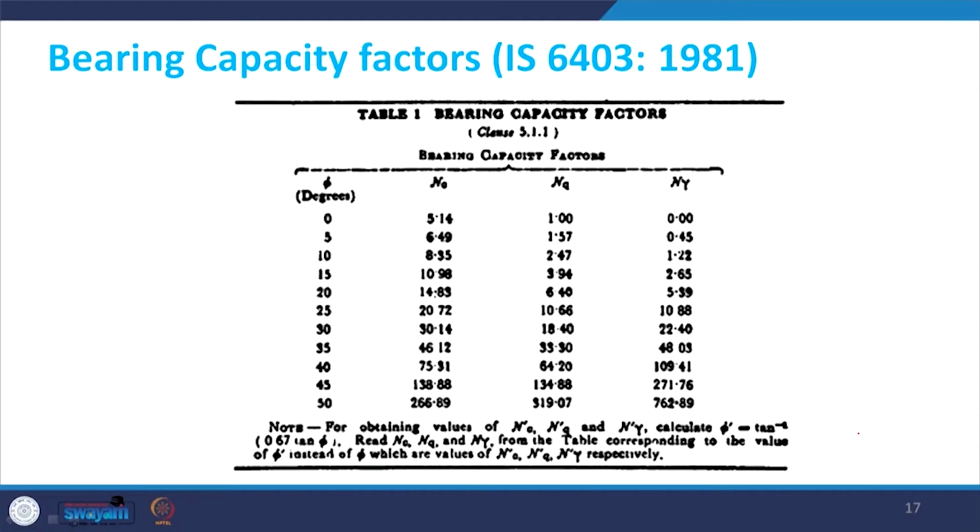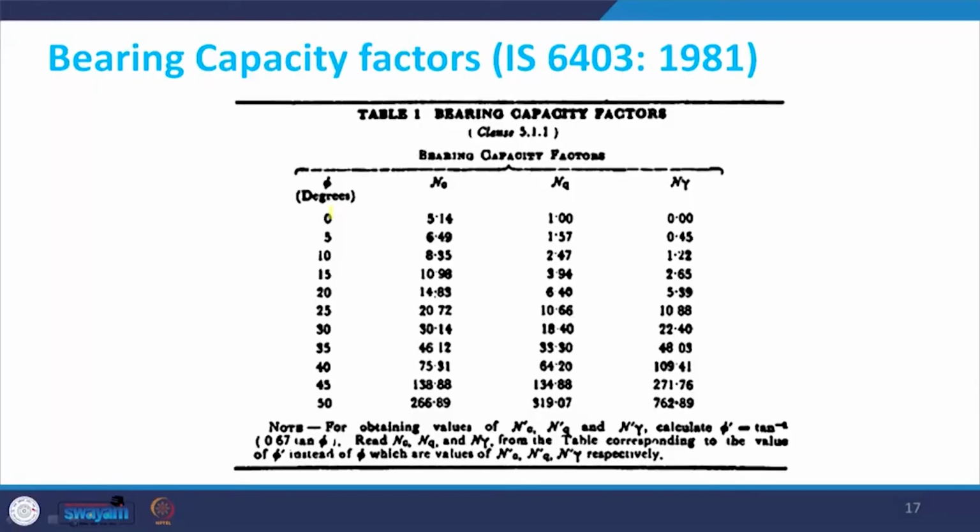So, once you use the IS code, the table for bearing capacity factors should be used. You can see in this table that the value of phi goes from 0 to 50 degrees, and you have Nc, Nq, and N gamma. As before, as the value of phi increases, Nc increases, and at higher values the increase is exponential. Nq is 1 when phi equals 0 and increases from there.